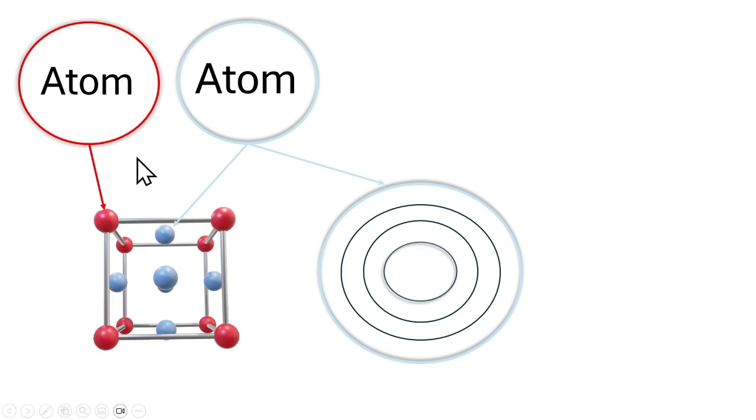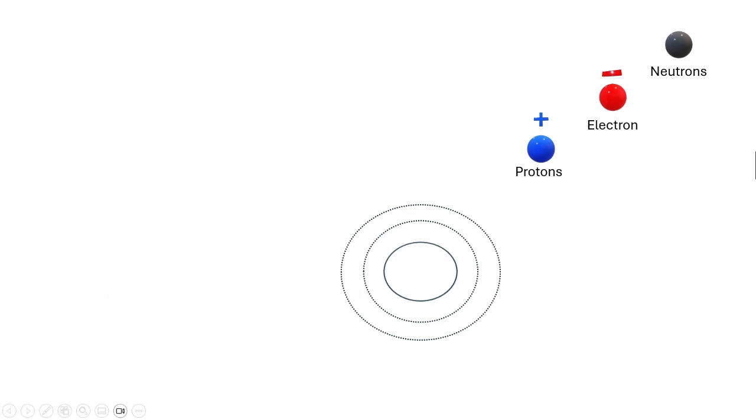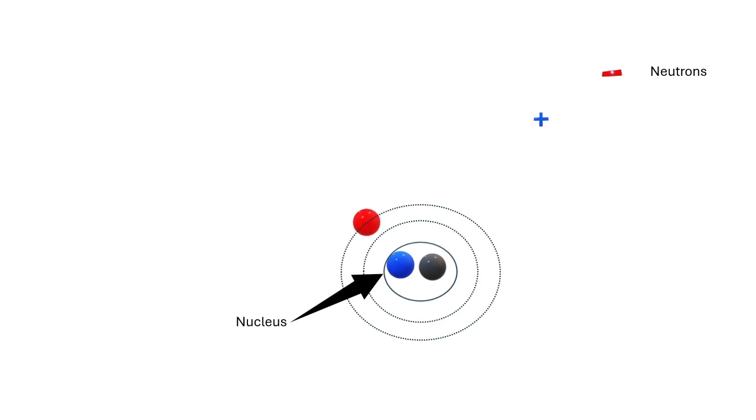As we know that atoms are made up of tiny subatomic particles called electrons, protons and neutrons. Now you know that electrons are negatively charged and protons are positively charged, neutrons are neutral. Protons and neutrons are accumulated in the central part of the atom, which is called nucleus. And electrons revolve around the nucleus.